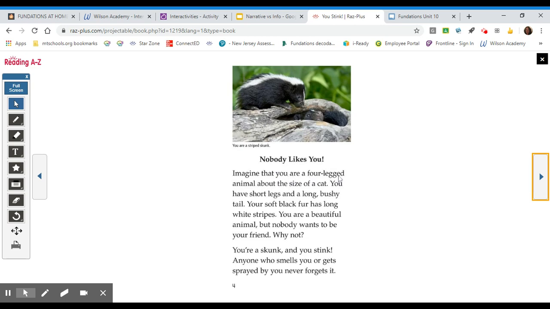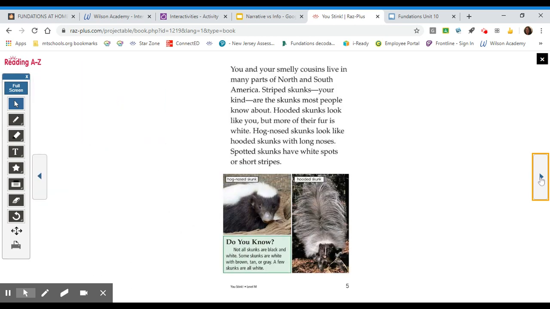Imagine that you are a four-legged animal about the size of a cat. You have short legs and a long bushy tail. Your soft black fur has long white stripes. You are a beautiful animal, but nobody wants to be your friend. Why not? You're a skunk and you stink. Anyone who smells you or gets sprayed by you never forgets it. Oh, poor skunk.